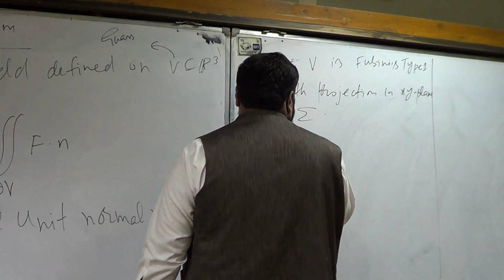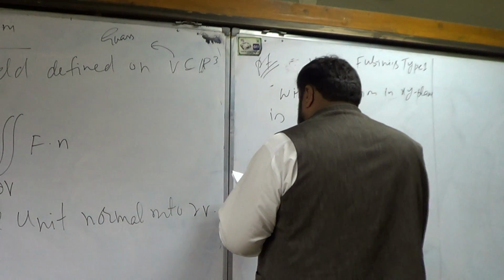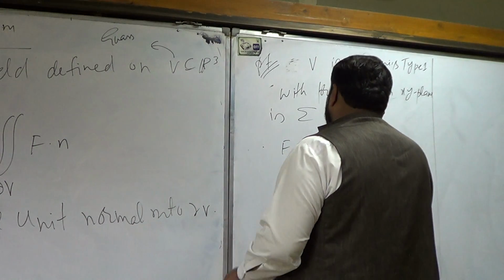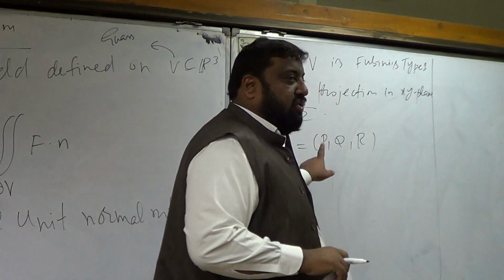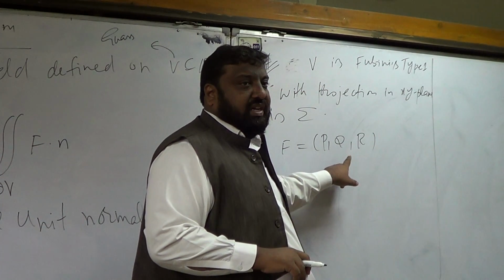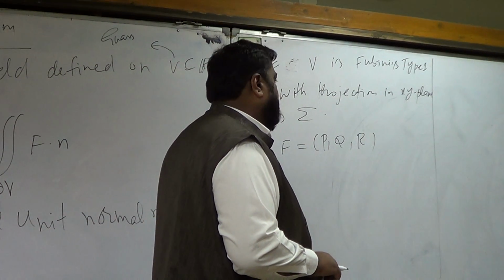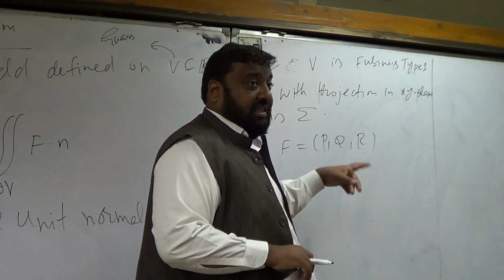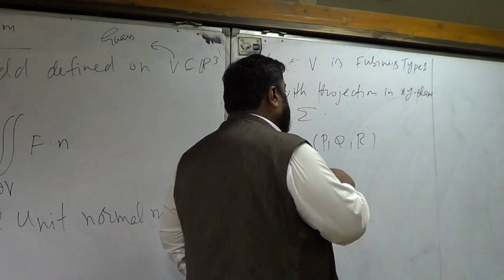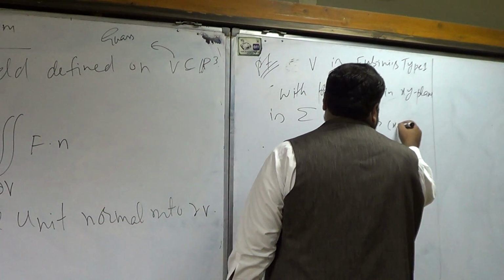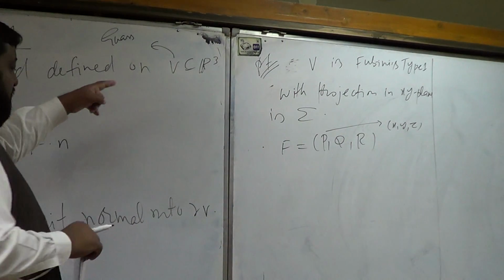So that's the first point. Second point, let's assume that F goes like this. F is this P, Q, R actually, where P, Q, and R are functions of x, y, z, because it's the vector field defined on the volume V. So P, Q, and R are all functions of x, y, z, because F is a vector field on R3.